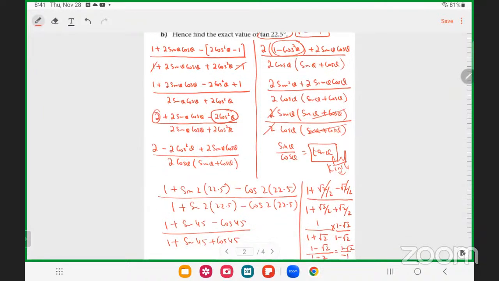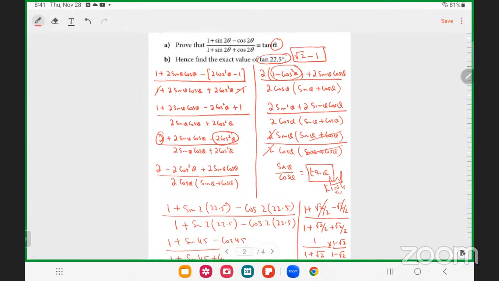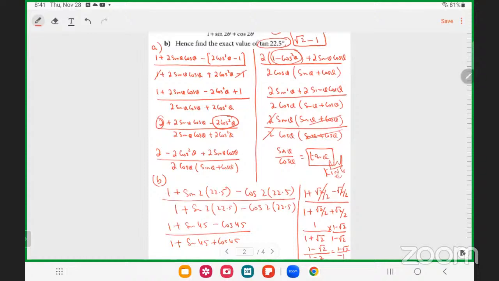I hope this makes sense and I hope this is clear. So this was the second question. The first part was to prove the identity and the second part was to use the identity to find the exact value of tan 22.5.